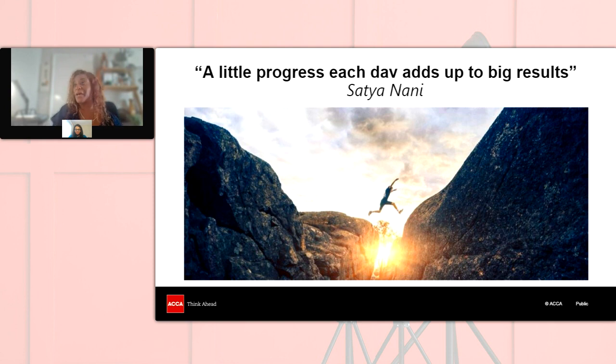And a little bit of last inspiration, I think, on the screen there from Satya Nani. A little progress each day adds up to big results. I think the name has just cut off the Y of the day. But it starts today. That's all we're saying. Little by little, you will have those building blocks. And by doing that, you will put yourself in the best position for exam success in December, hopefully.